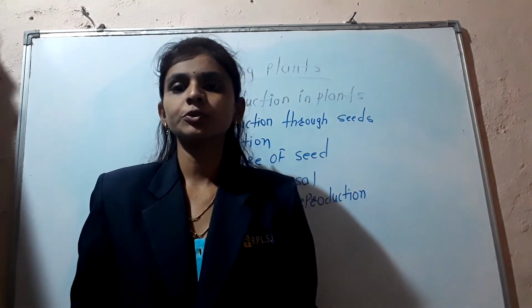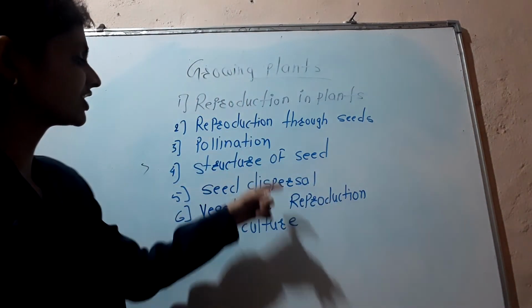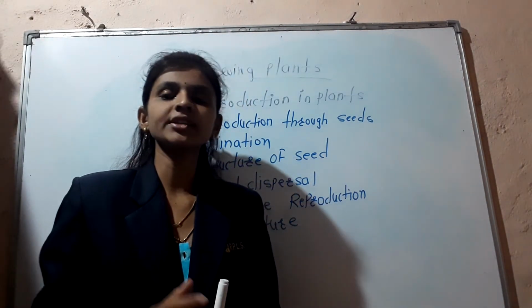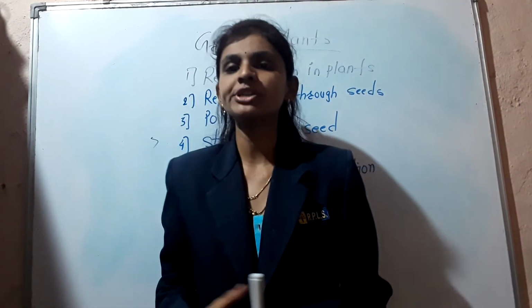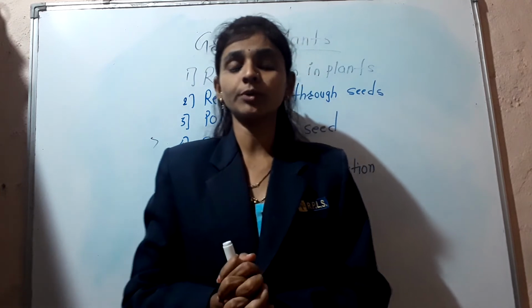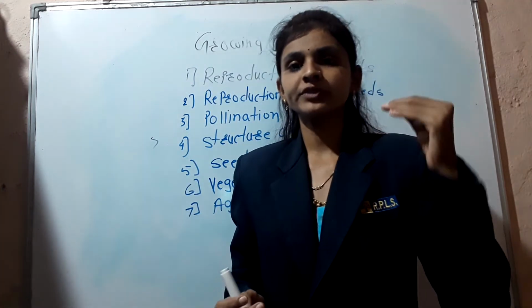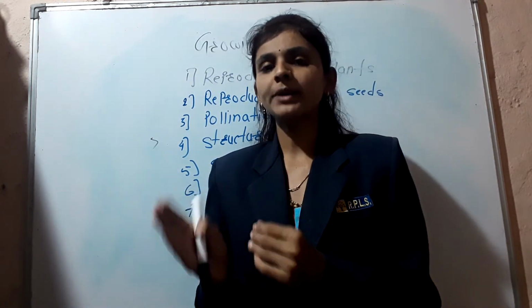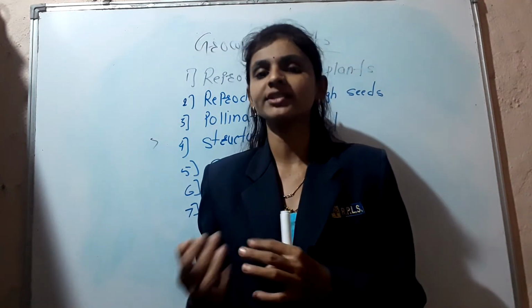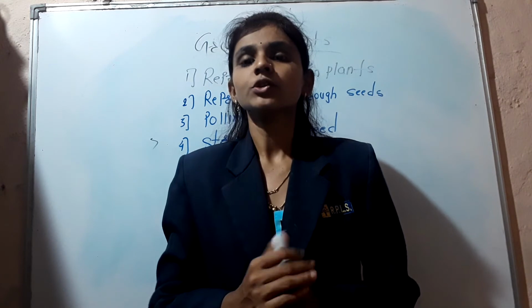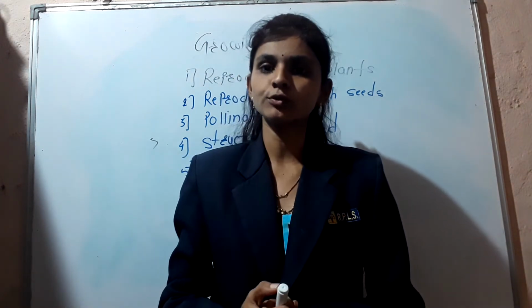So here students, just see, the next part is seed dispersal. Seed dispersal means the seed is moving from one place to another place for the germination process. So this is a very important part. Some plants are present inside the water, and some are near the water bodies. So through the water they can transfer from one place to another place.